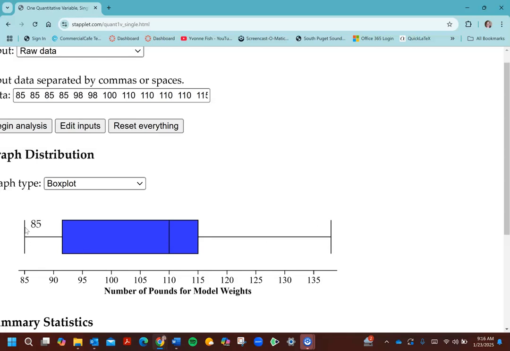Here's the minimum. You can also hover here and see what your first quartile is, 91.5. We round to one more place than the data is given in. And then we can hover here. See, 110 is the median. And then 115 is the third quartile.